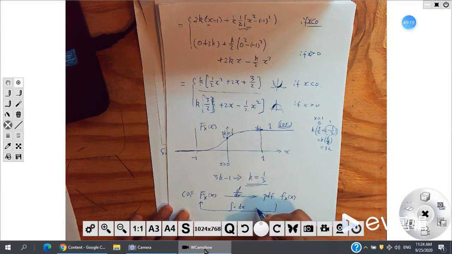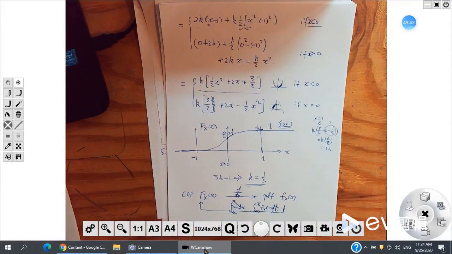If I write it in this way, negative infinity to x. Okay, let me write again. Negative infinity to x. This is f capital X of, I use a tau for the variable, okay, like this. So this seems like you have a pair, right? Similar with in calculus, you have a function, its derivative, and the integral, you can go back, right? Similar. Now it's a CDF and a PDF.